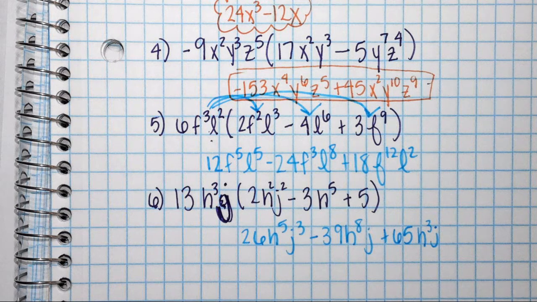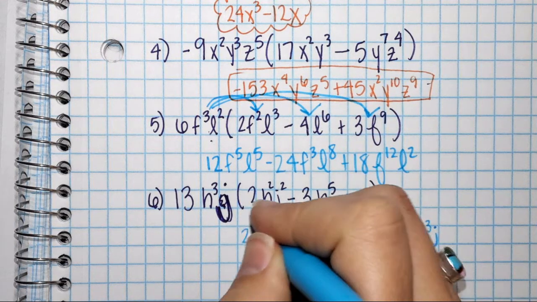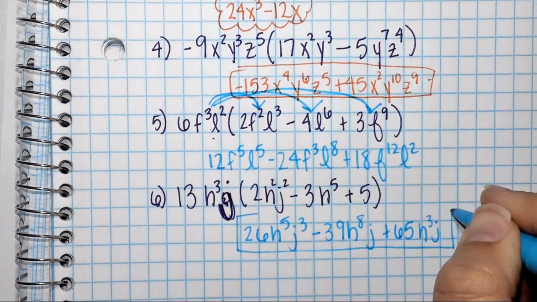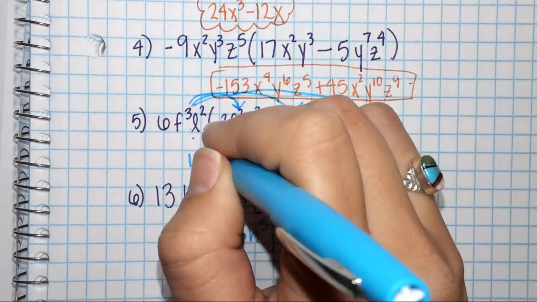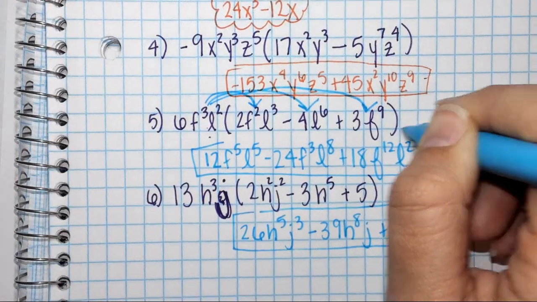All right, I got 26h to the 5th j cubed minus 39h to the 8th j plus 65h cubed j. Yes. Fantastic. Can we move on to FOIL? Yes. Hallelujah.